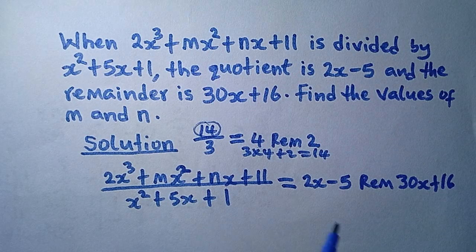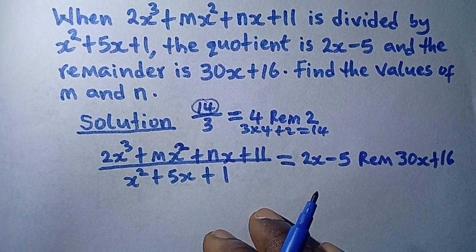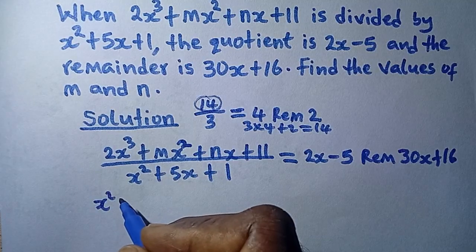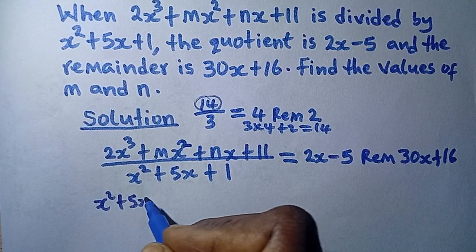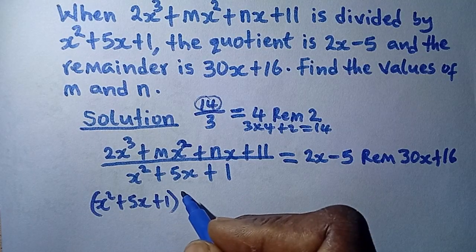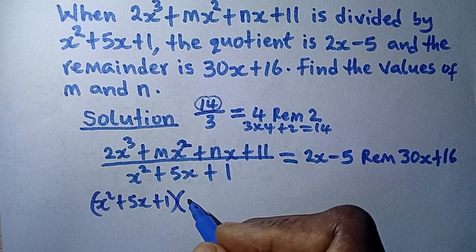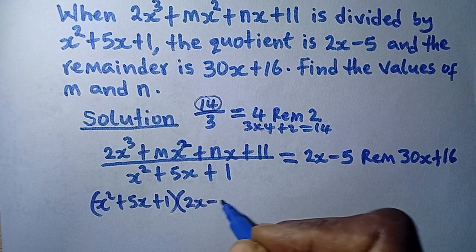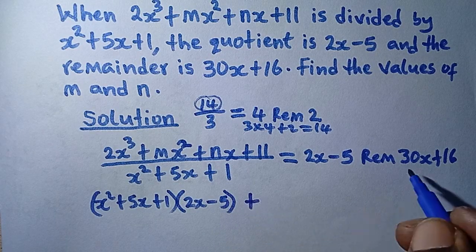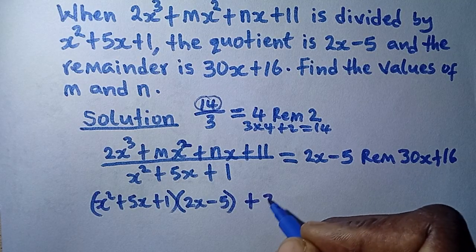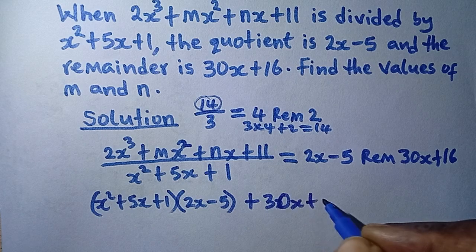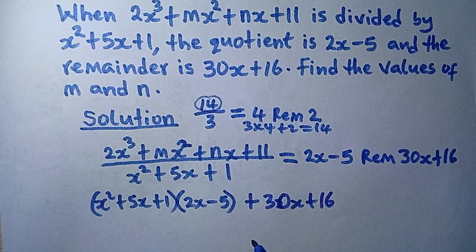That will give us what I'm going to write now, which is x squared plus 5x plus 1 multiplied by the quotient that was given to us, which is 2x minus 5. Then whatever we get, we add it to the remainder, which is 30x plus 16. So let's go.